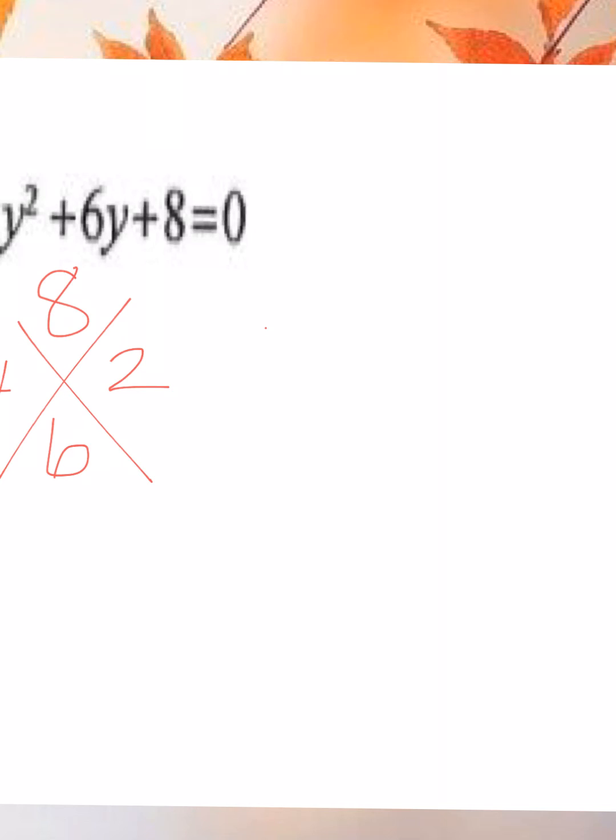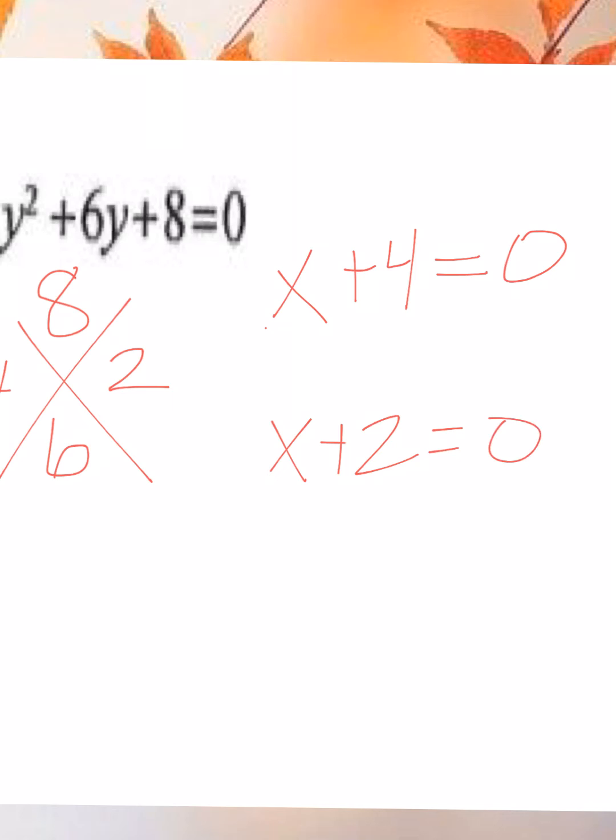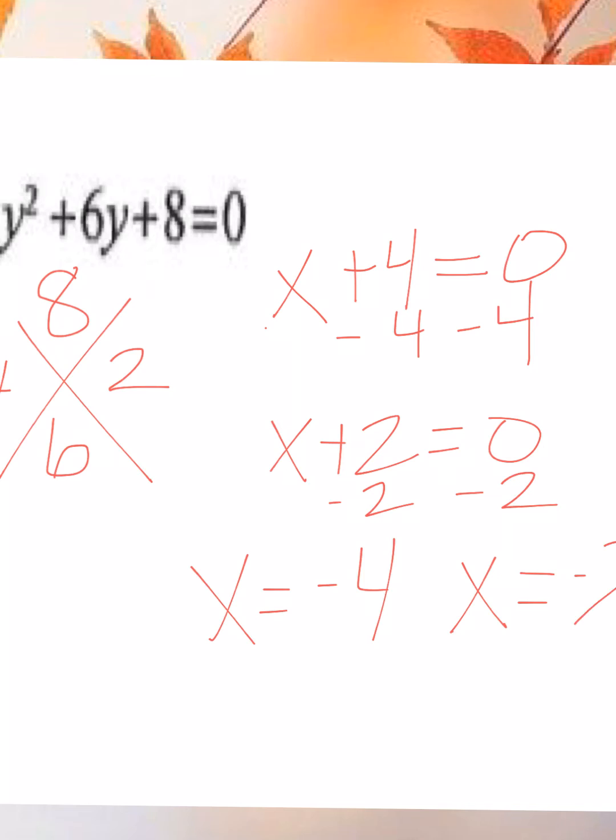So I'm going to pull them over off to the side, and I'm going to set them each equal to 0. X plus 2 is equal to 0. So I know I'm going to subtract 4 to both sides. One of my x's is going to be negative 4. Subtract 2 to both sides, and my other answer is going to be negative 2. Those are my two solutions for that one.